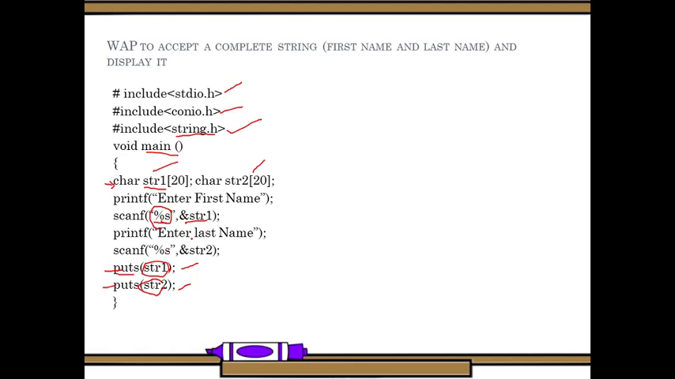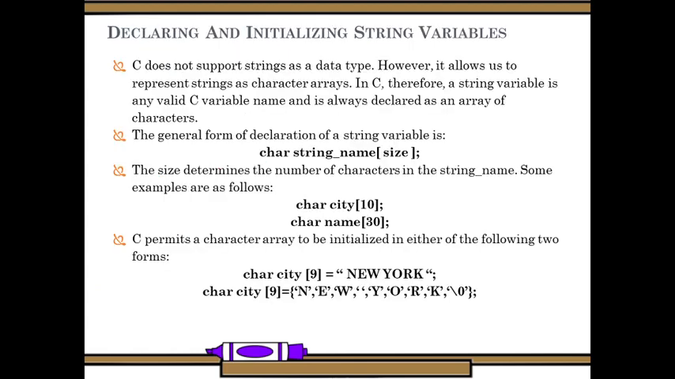And then we are using the last name of the person, which you can use in a string too, to display in either form. This is an unformatted output statement, but you can use it for a formatted output statement also. Okay, declaring and initializing a string variable.